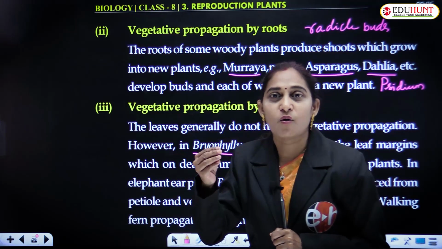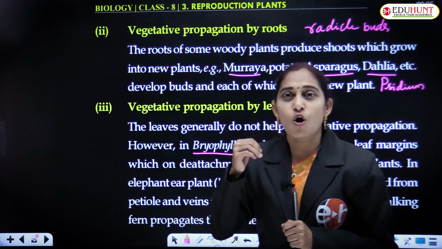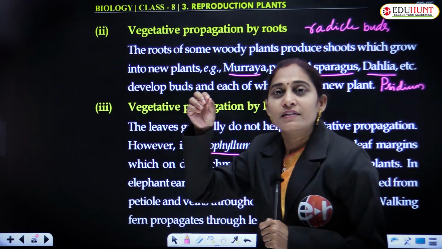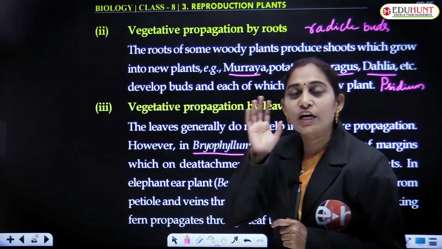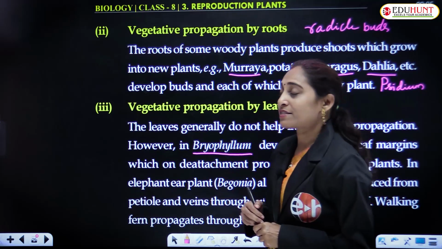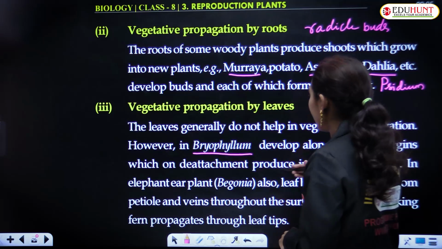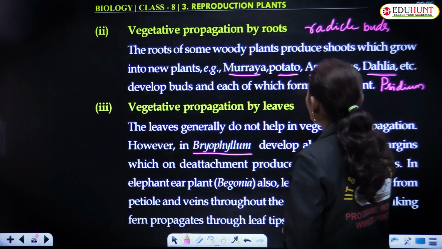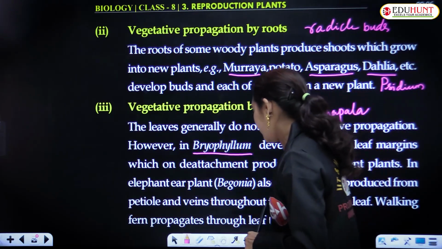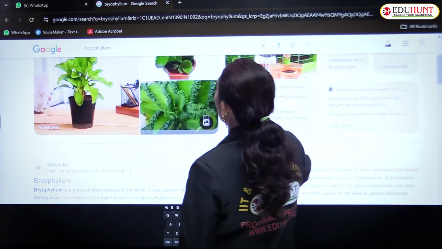Epiphyllous buds. Epi means above, phyllous means leaves. Epiphyllous buds are the buds that arise on the leaves. If we separate these buds and place them in the soil, they will germinate, sprout and give rise to a new plant. That is why it is the best example of propagation through leaves. Example is Bryophyllum, Ranapala in Telugu. Yes, this is the Ranapala plant.